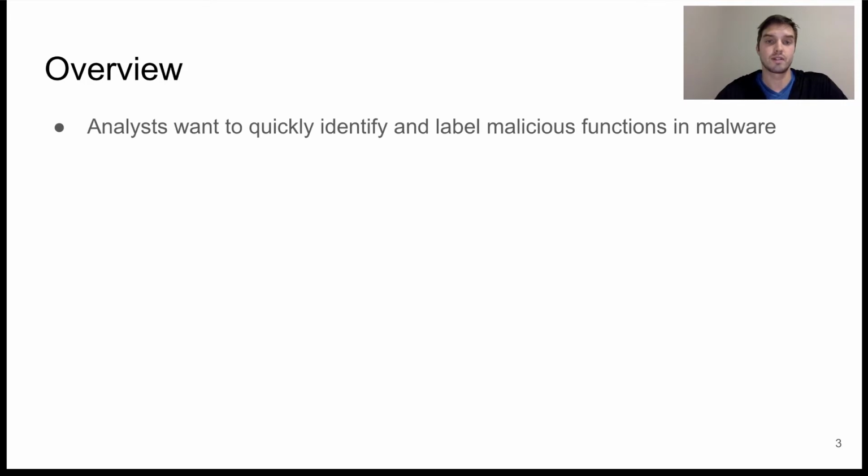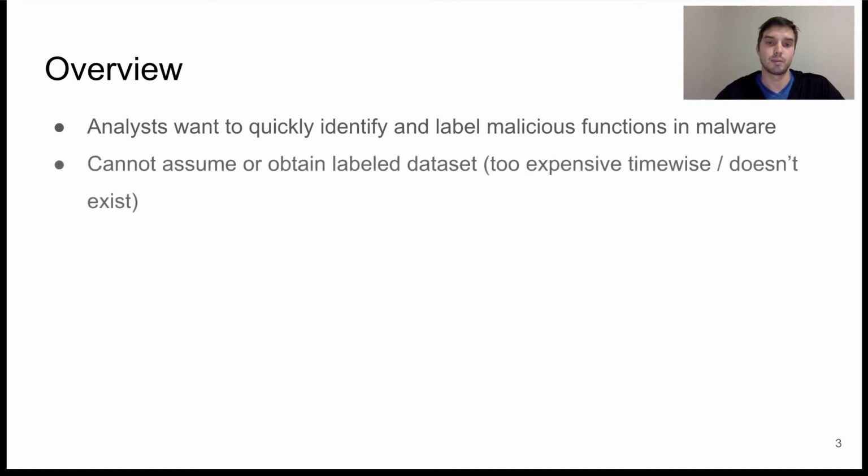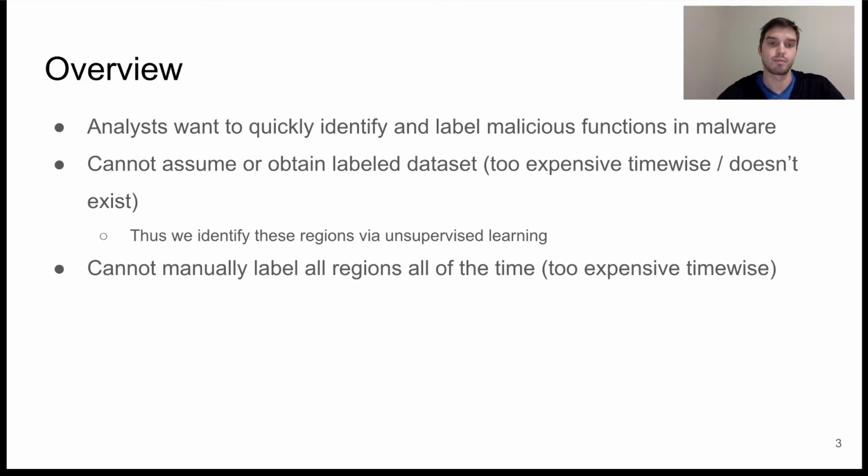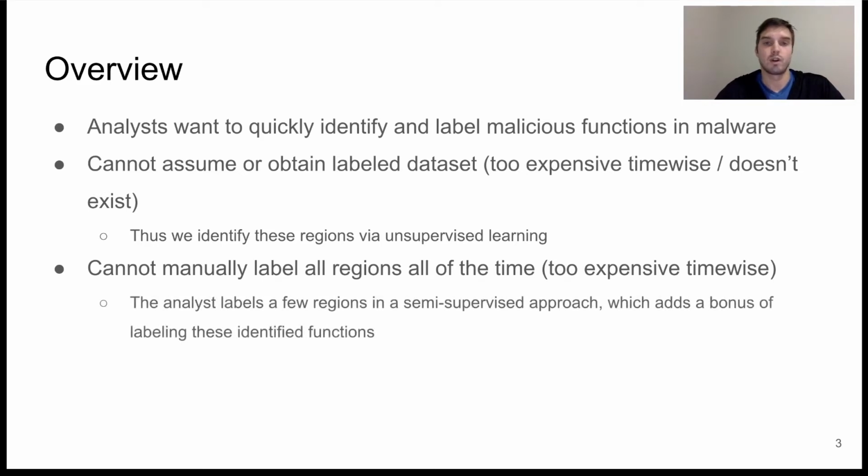Therefore, analysts need to quickly identify and label malicious functionalities within the malware. However, it is infeasible to obtain a labeled dataset of malware functions at this current time. Thus, we aim to identify these regions via unsupervised learning. Once we have identified the regions, we may still want to classify the behaviors, but doing so for all regions is time-consuming. To minimize the labeling effort, we utilize a semi-supervised approach, which requires an analyst to only label a few regions.